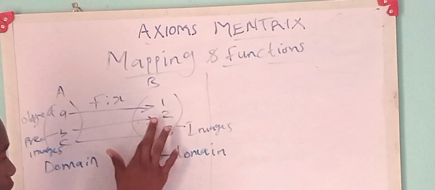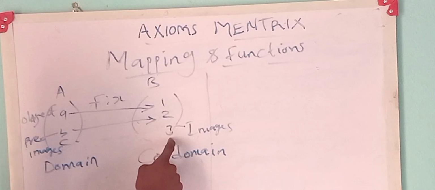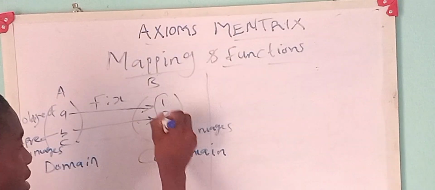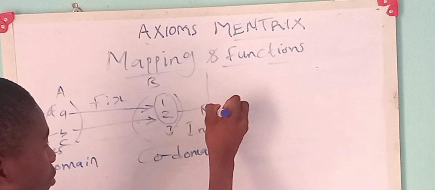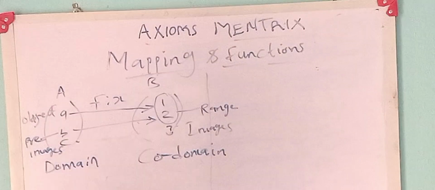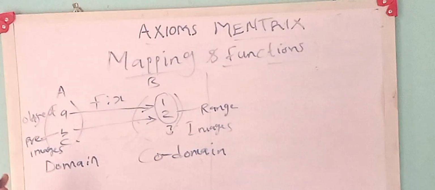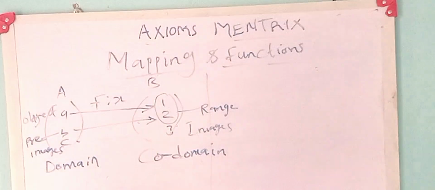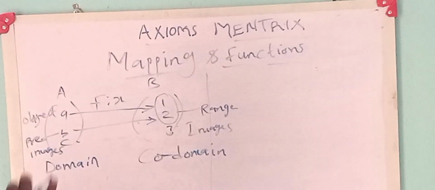Now it is this element here that's called the image, right? These two elements that are mapped in the codomain are called the range. So we say the range is the mapped elements in the codomain. The domain is the part which is being mapped to another part, while the codomain is the part onto which the mapping is being brought. These are the few terms you need to understand in mapping and function.